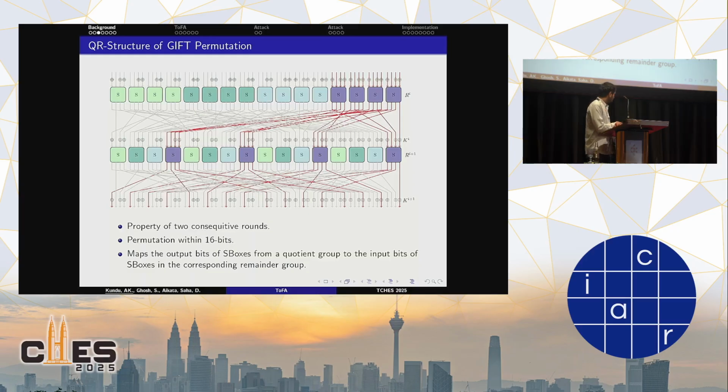You can see here the four quotient groups. This is a property of two consecutive rounds. You can see the quotient group S-boxes are permuted to the remainder group S-boxes only. For GIFT-64, this property can be seen for 4 QR groups. So there are 4 QR groups in GIFT-64, 4 times 16 being 64, and GIFT-128 has 8 QR groups.